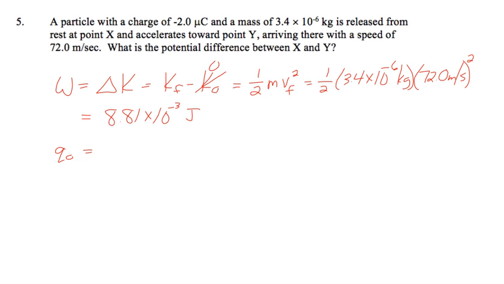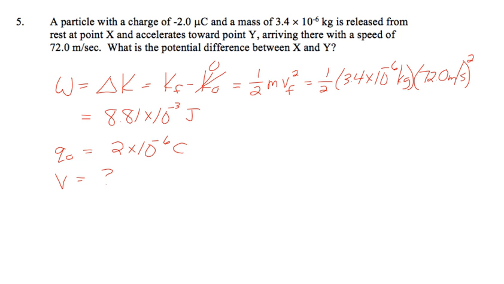So I'm going to write that as, in fact, I'm not even going to put the negative in because it doesn't really matter here when I'm solving. I'm looking for the potential difference, so I'm just going to write it as 2 times 10 to the negative 6 coulombs. So 2 microcoulombs is equal to 2 times 10 to the negative 6 coulombs. So I have that, and the unknown in the problem is V.